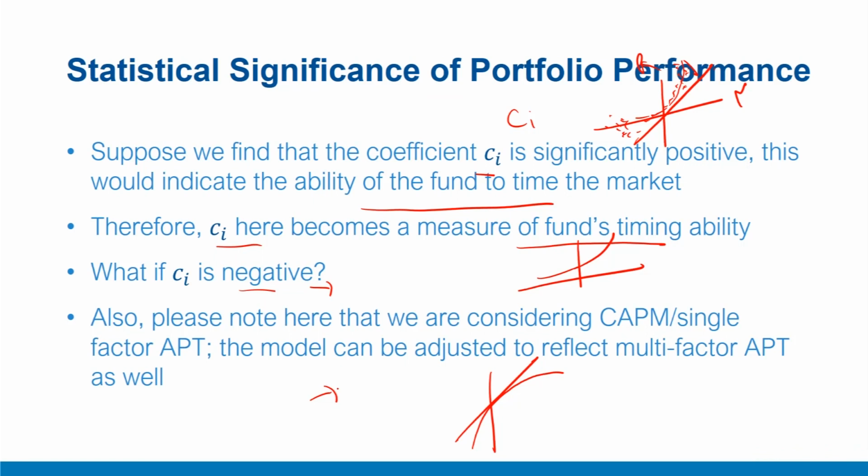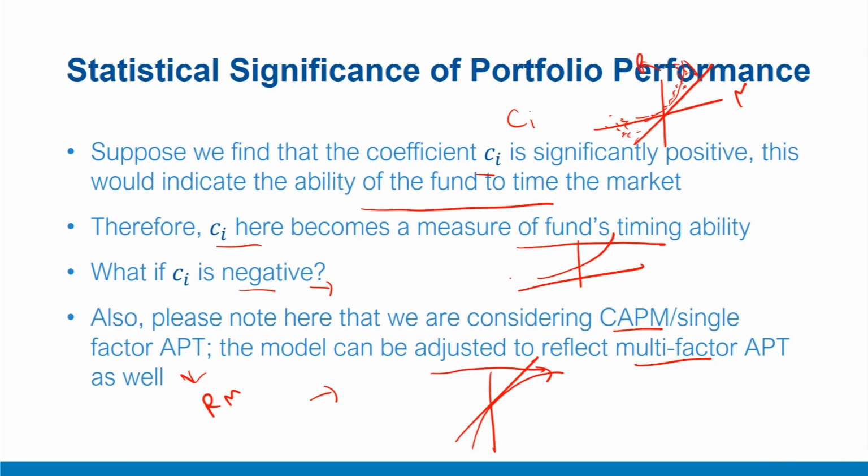Please note here is a very key underlying fundamental assumption that we are considering CAPM or single factor APT, where that factor is the market factor RM, to be the true depiction of reality. However, there is nothing that stops us from adjusting this model to reflect a more realistic multi-factor APT model as well.